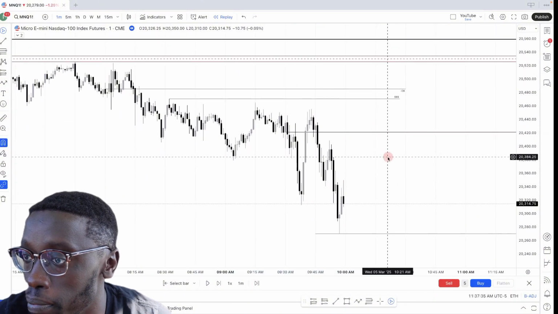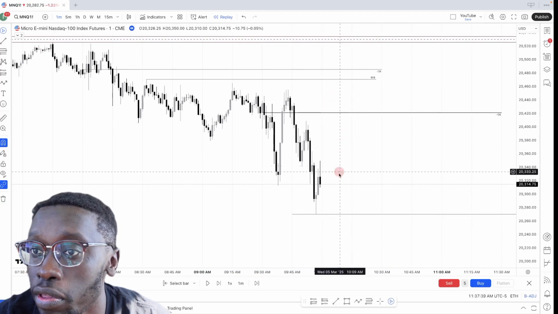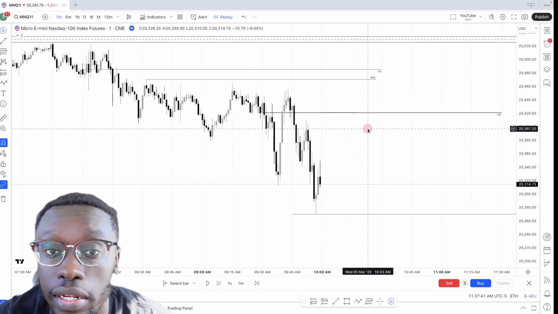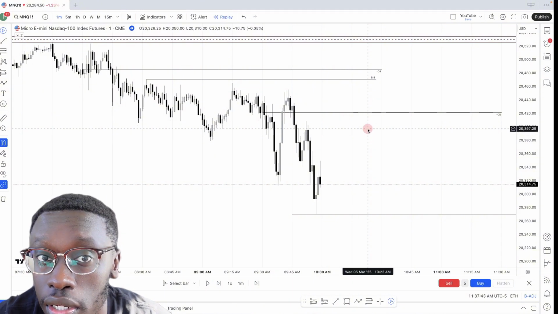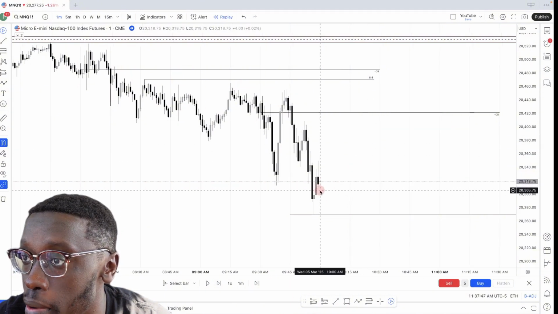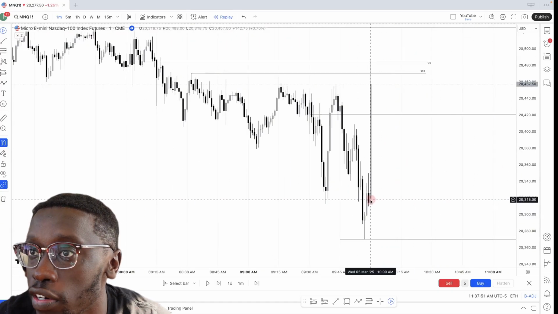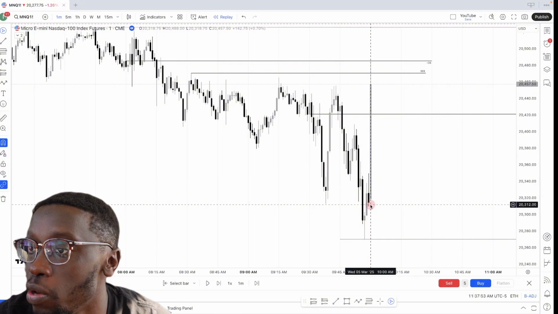And then I would also need to see a change of state of delivery after the manipulation in order to validate that I want to now enter the market short. What does that look like? I'll show you. So you can see once 10 a.m. opens, we had that data come out and the market essentially just spooled 150 points immediately at 10 a.m. in 1 minute.